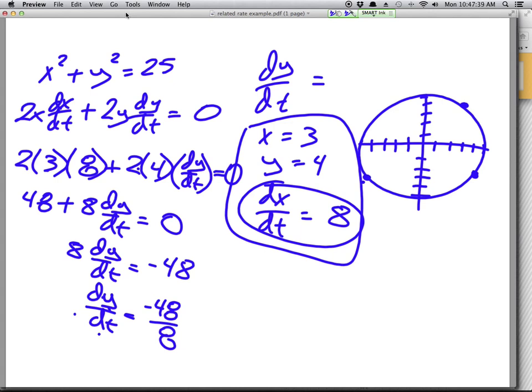So what quadrant is dy/dt going to be positive in? 2 and 4. Because if I'm up here and moving to the right, my y values are increasing. Actually, my x values are always increasing, because I'm always going to the right. So dx/dt is always positive. All right, let's move on to 16.